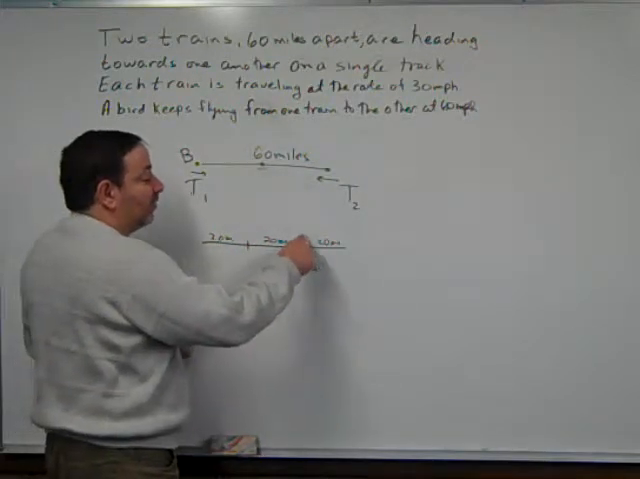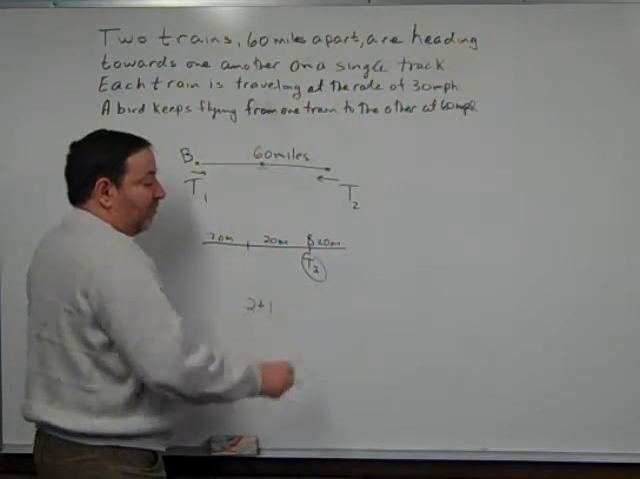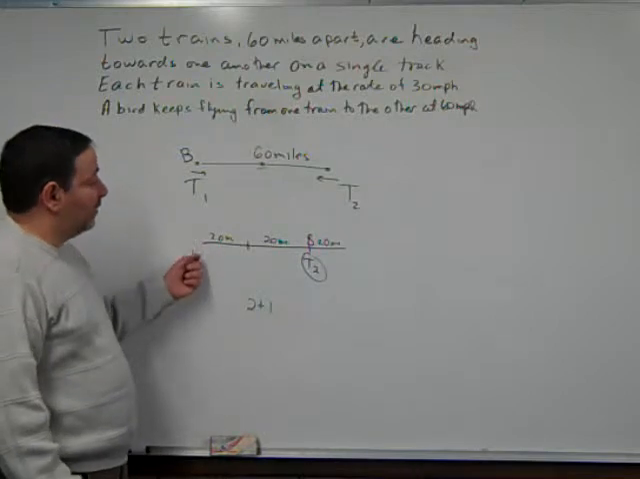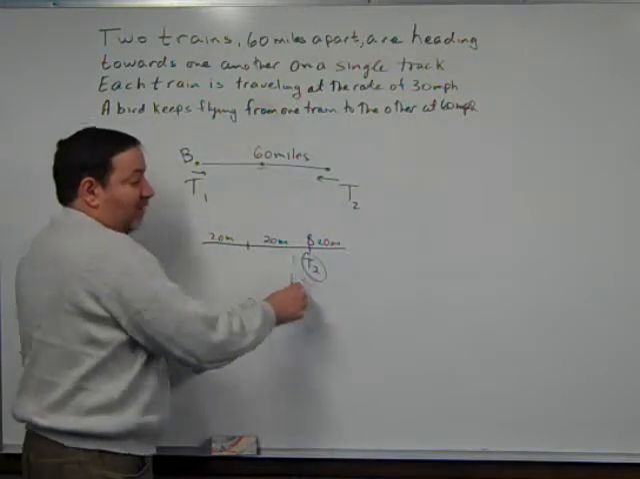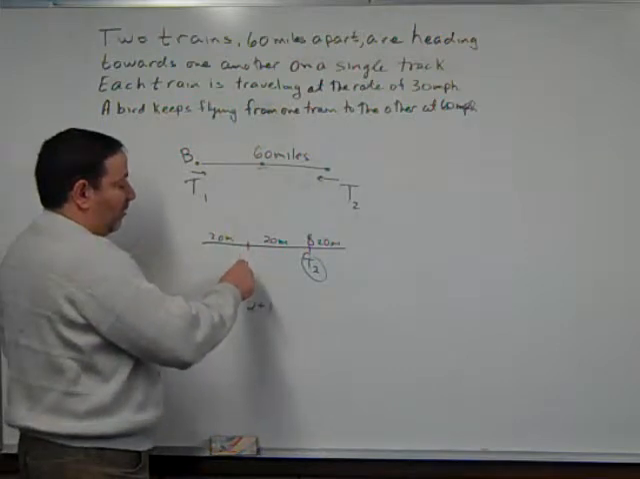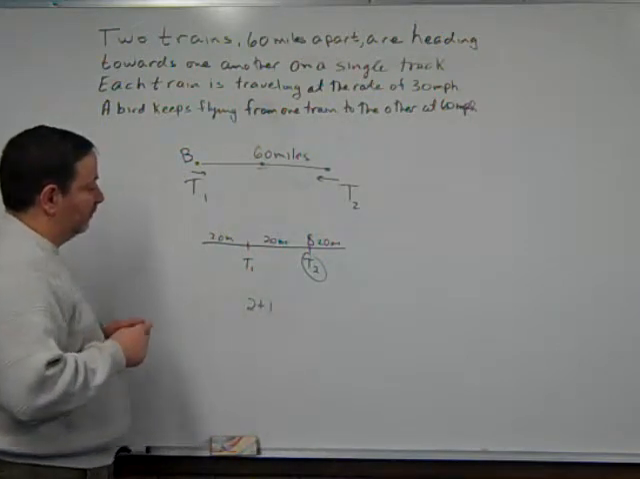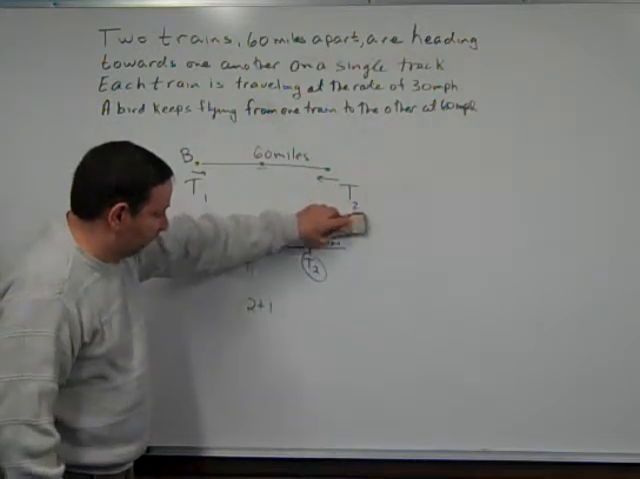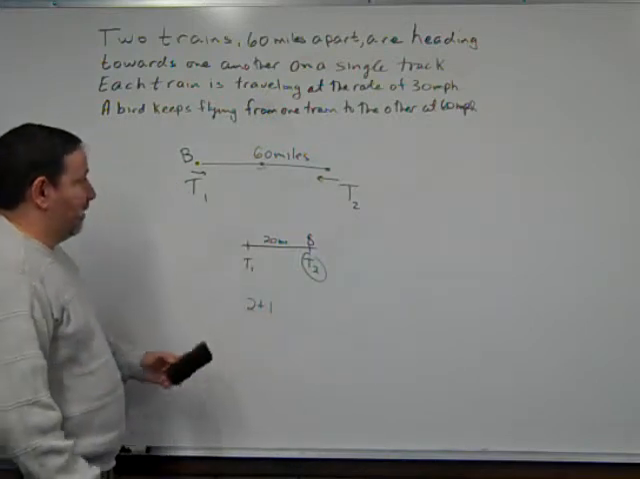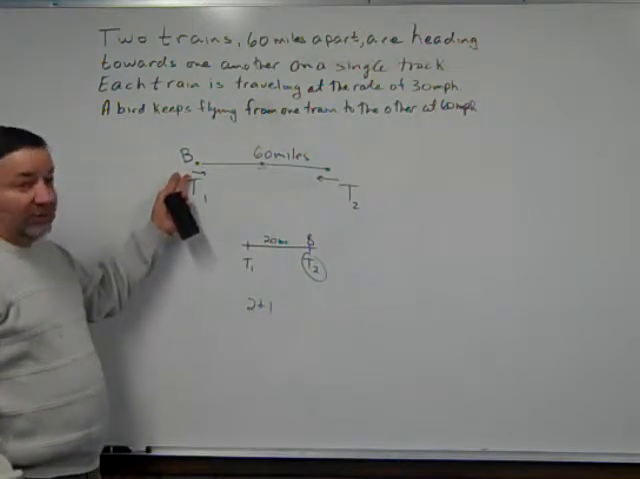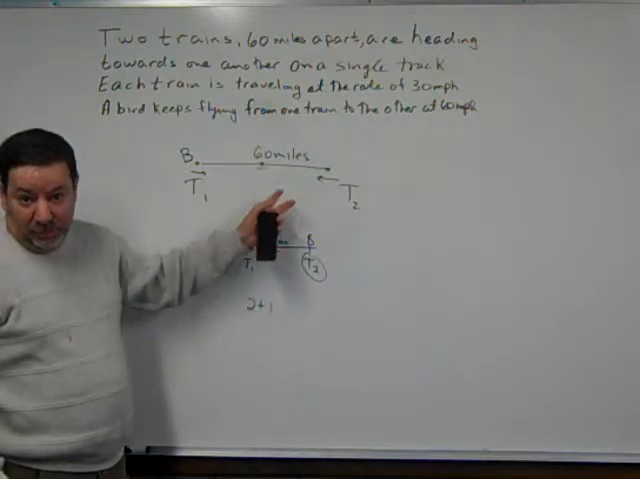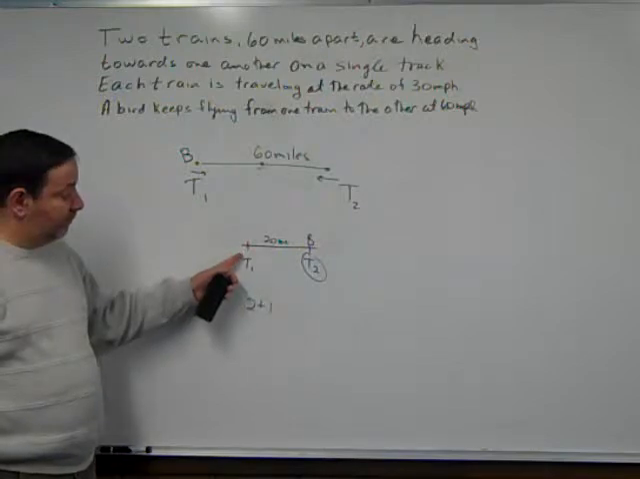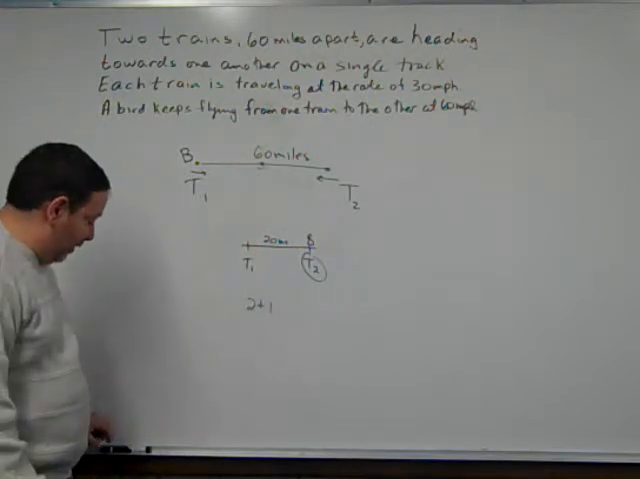20 plus 20. Oh, so the bird is right here. Train 2 is now here. The bird is here. And train 1, just like train 2 went 20 miles, train 1 went 20 miles. So this is the picture after the bird made one trip. When a bird goes from one train and it meets the other train, we'll call that a trip. Now the bird is here and it's going to go and meet with train 1.